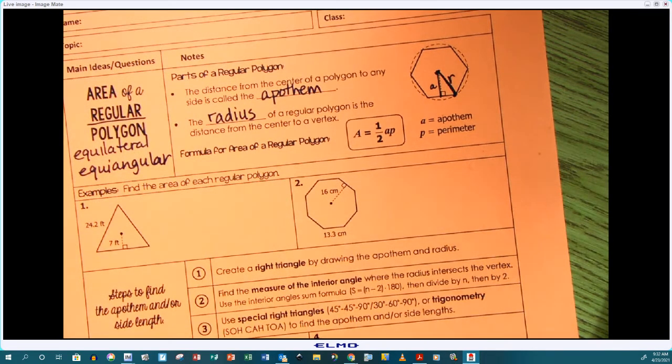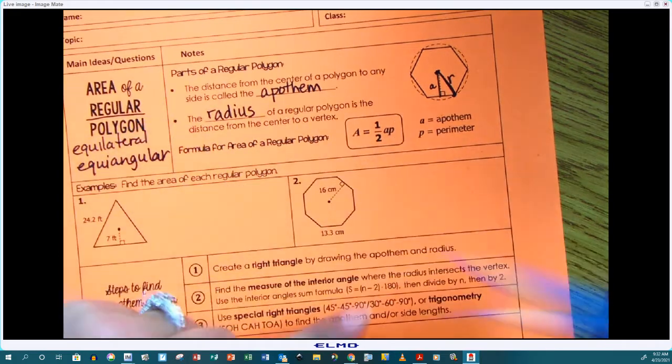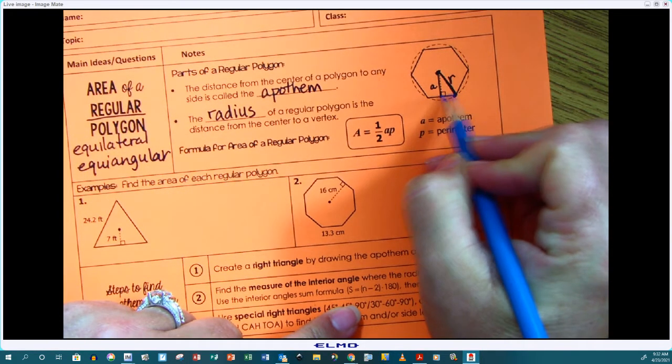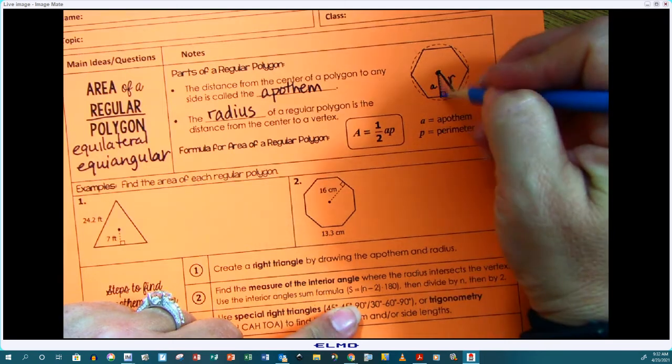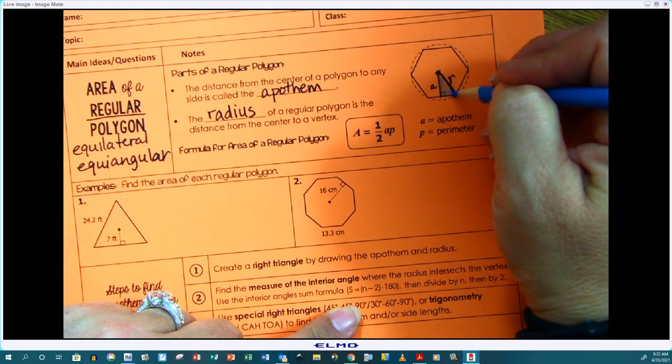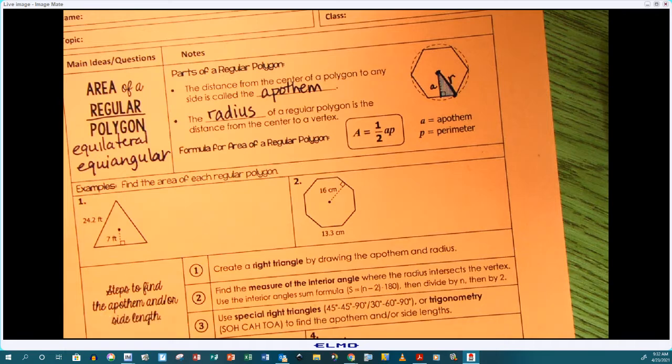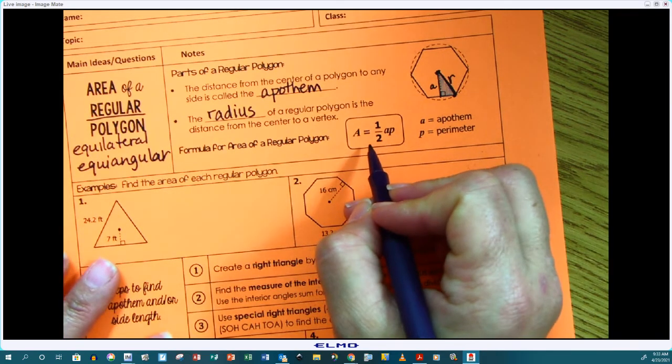If you will notice that when you draw the apothem and the radius, and then you have this part of the side right here, it makes a little tiny right triangle. It's super important because you're going to be using trig like crazy today, okay? Mostly tangent.